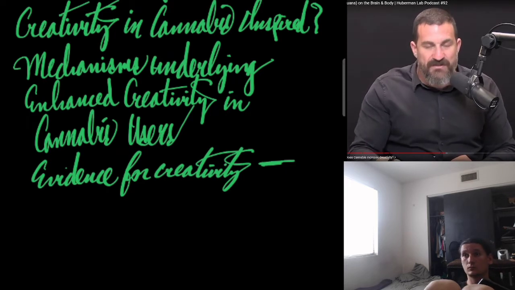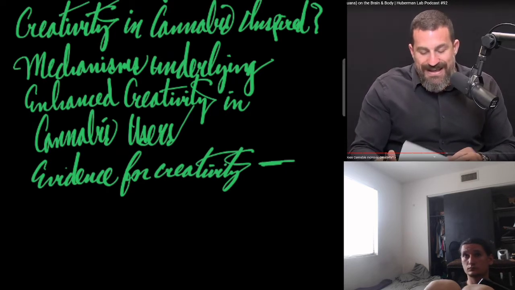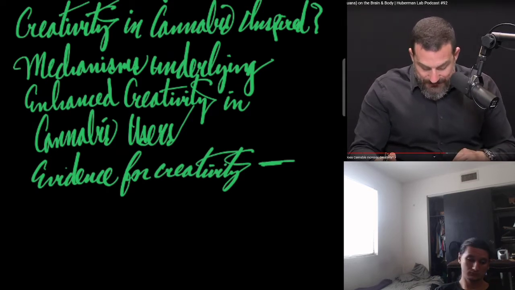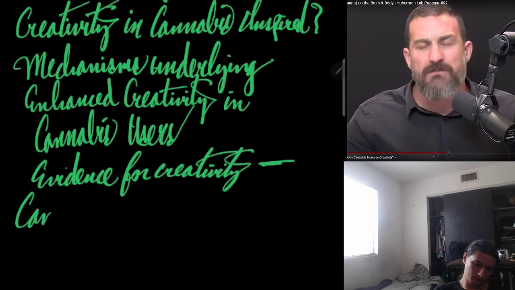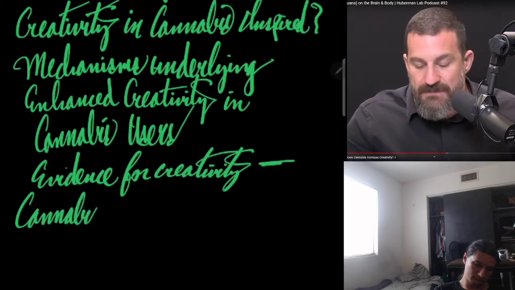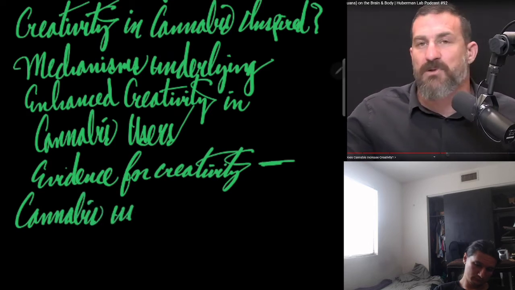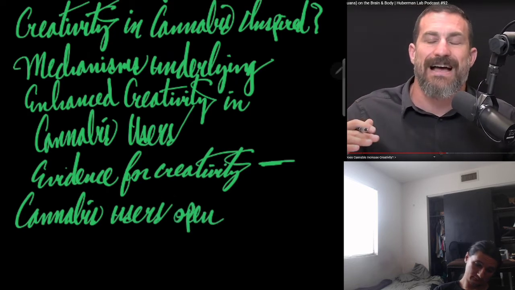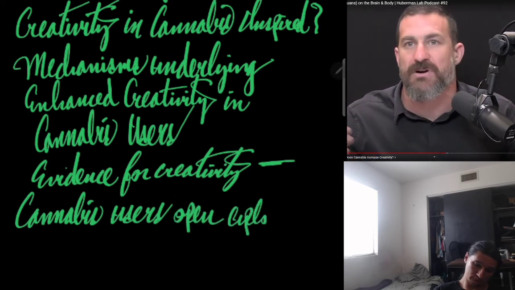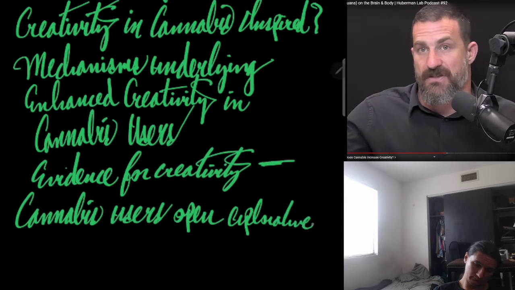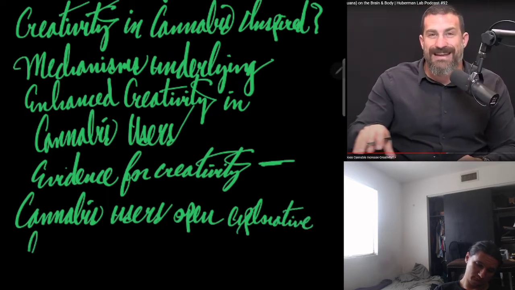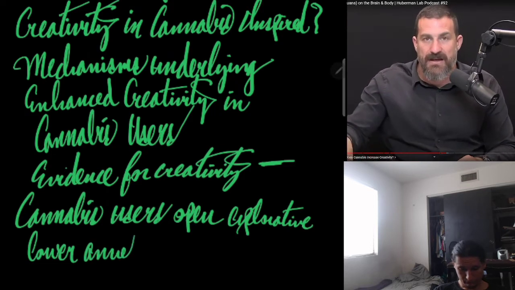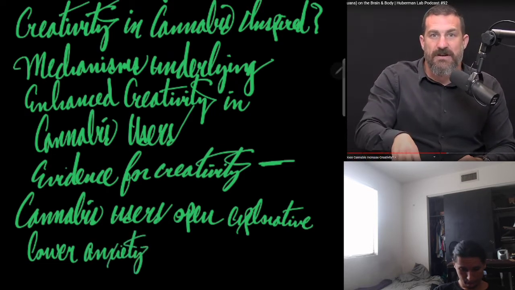And it turns out that one of the major ways in which it was accomplished is that cannabis users, even if they are not under the influence of cannabis, are far more open to novel ideas, and they have a more explorative and lower anxiety mode of thinking when they explore novel ideas, which is essential for divergent thinking. So they observe both enhanced divergent and convergent creative type thinking in cannabis users.